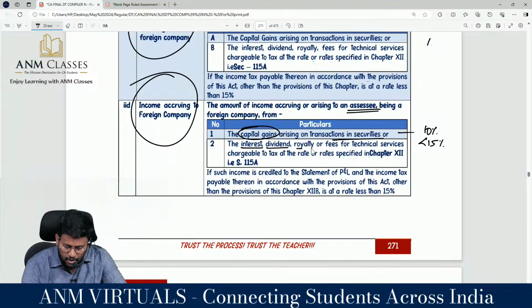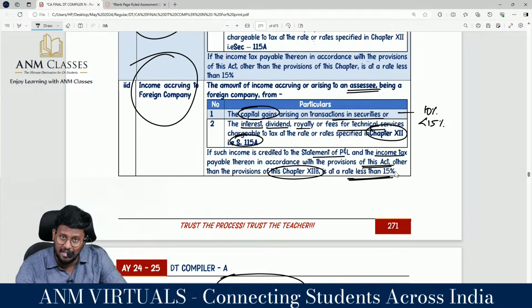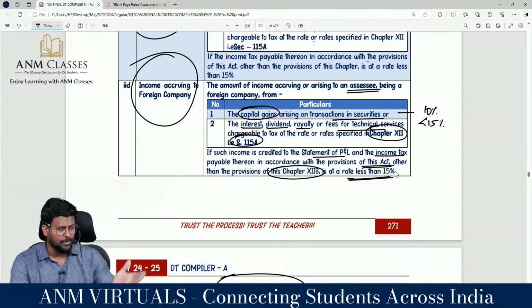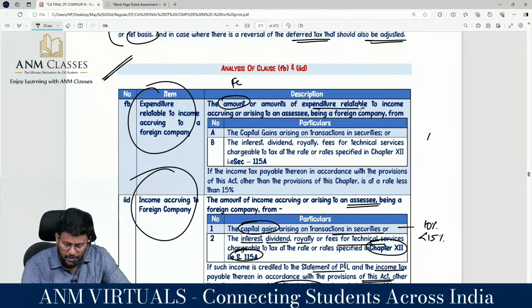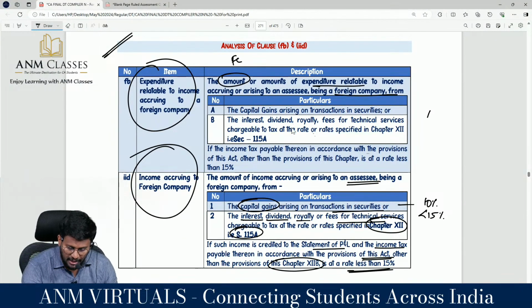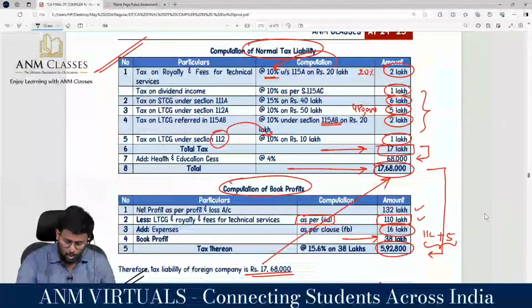And the interest, dividend, royalty or fees for technical service chargeable to tax at the rate or rates specified in Chapter 12, that is 115A, if such income is credited to the statement of P&L and income tax payable thereon in accordance with the provisions of this Act, other than the provisions of Chapter 17B, is at a rate less than 15%. So any income which is going to be taxed at less than 15% should be removed from the MAT calculation, and the corresponding expenses debited to the P&L account should be added back. The amount of expenditure relatable to such income accruing or arising to a foreign company from capital gain on transaction in securities or the interest, dividend, royalty or fees in Chapter 12, that is 115A, if the income tax payable is at a rate less than 15%. I believe that you are having a good understanding of this question.